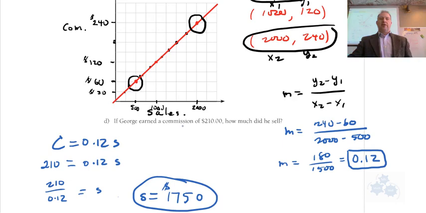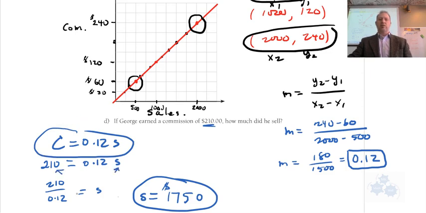So D says how much did he sell if he makes $210 in commission? If you look at the equation there, you start off like this. That's the equation. So we know commission and we try to find sales. So we just solve for S and it's 1750. Okay, so that rounds out question number 6. So just double check that. Make sure you've got 1750 there. Make sure you know how to do that, and make sure you show all your work. That's number 6.